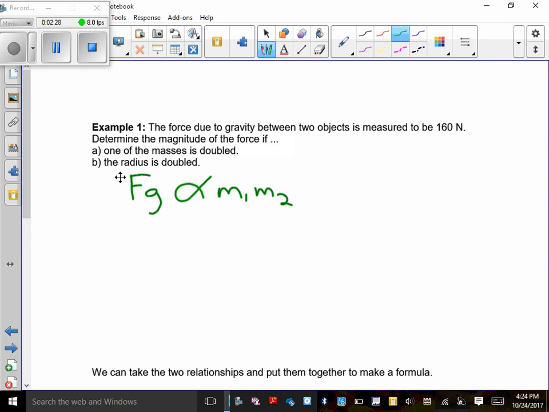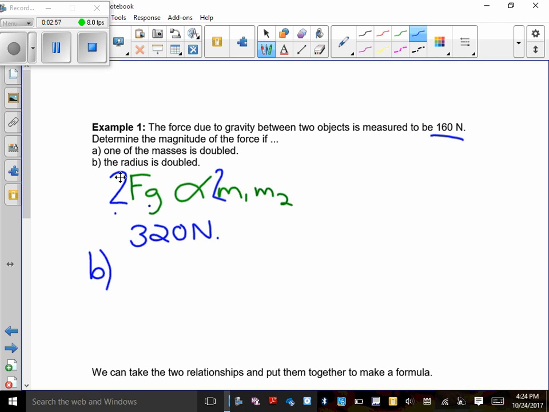So all of a sudden, we have doubled one of the masses. So instead of just being mass 1, we have twice as much. Well, mathematically, if you do something to one side, guess what? You have to do it to the other side. So now the force is also doubled. We started with 160, now we have two 160s, so that's going to be 320 newtons. Okay, let's look at B.